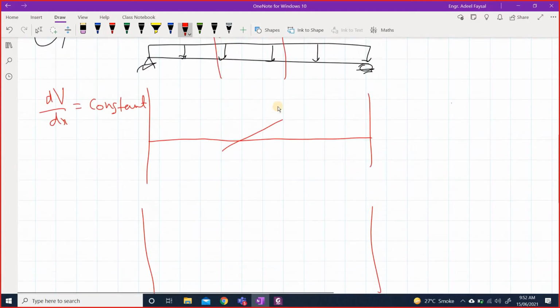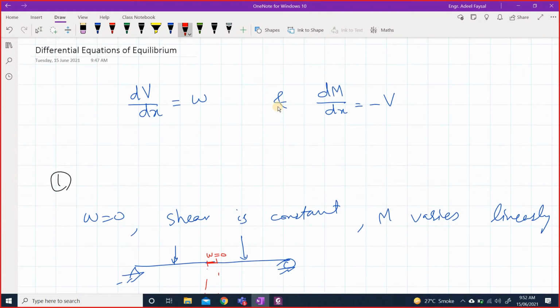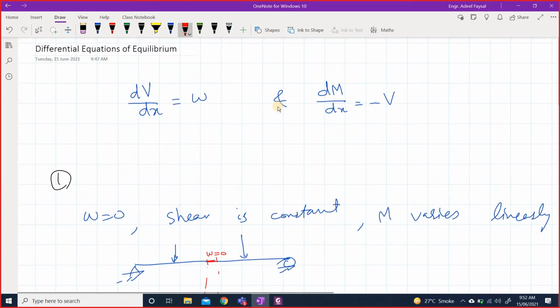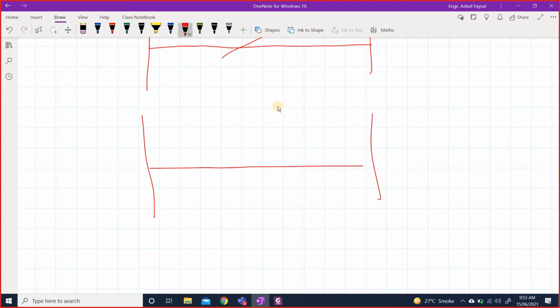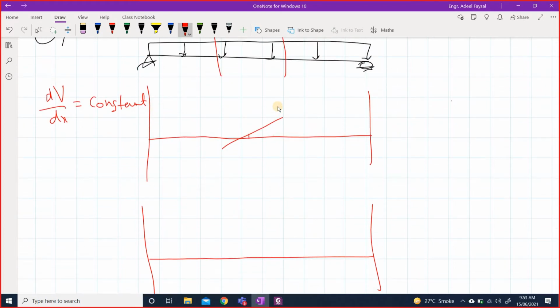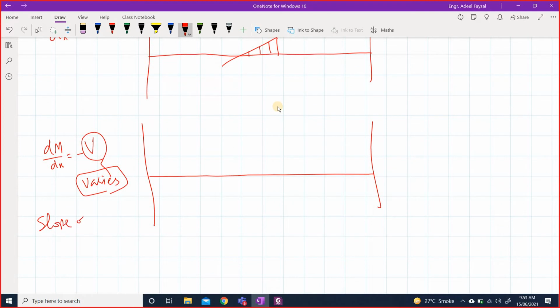Then in the case of the bending moment diagram, if dV/dx is a constant, you can see that the values of shear will vary as you go along this segment. It means that dM/dx will vary, since V varies along the segment. It means the slope of the bending moment diagram will vary.